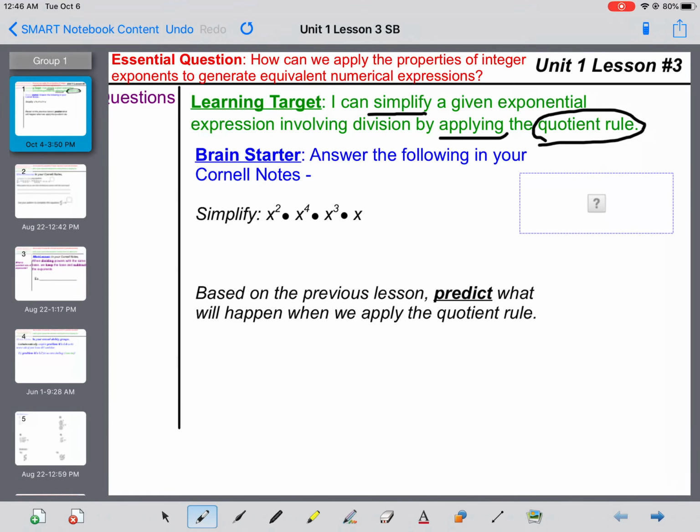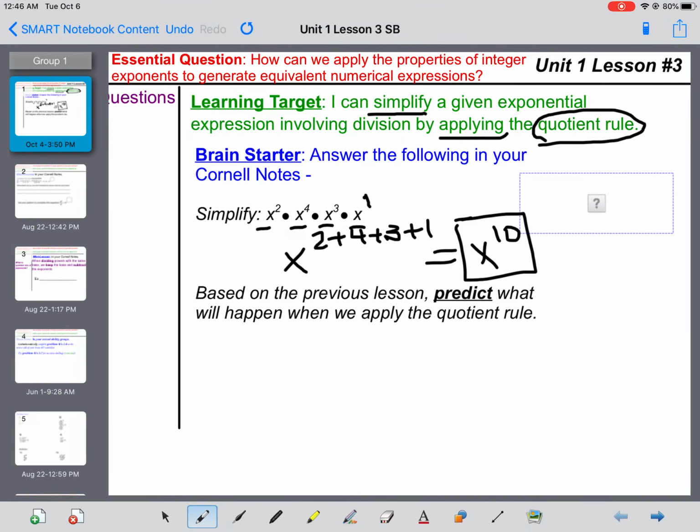All right, for the brain starter, we see that it's the product rule because we see all of these x's having the same base and we see that they're all multiplying. So what we're going to do is we're going to keep the base as x and we're going to add all the exponents. And we know that if there's no exponent here, this is technically a 1. So we have 2 plus 4 is 6, 6 plus 3 is 9, plus 1 is x raised to the 10th power.